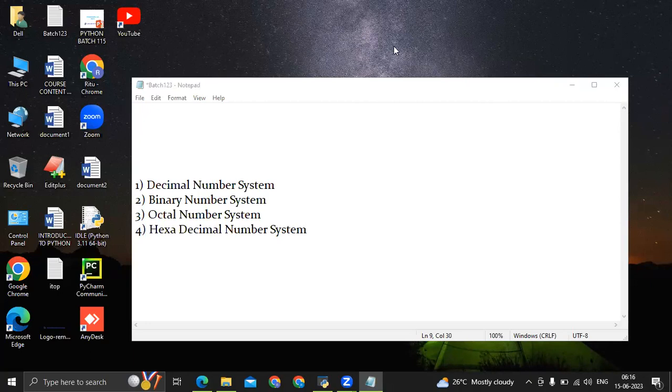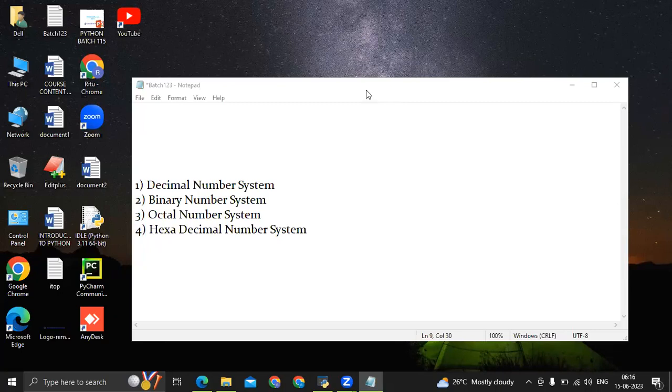Jyoti, what is 4? What is 4? Okay. Yes, we have 4 different types of number system. Now, when we talk about the numbers, okay, fine.